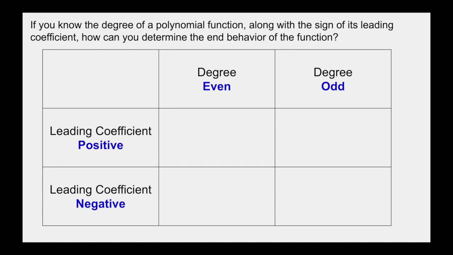So if you know the degree of the polynomial function along with the sign of its leading coefficient, how can you determine the end behavior of the function? Well, if your lead coefficient is positive, the right side, or the positive infinity side, is going to be positive infinity. If it's an even degree, you're expecting the same outcome for both. So they're both going to approach positive infinity. If it's a positive lead, again, we're expecting the right side, the one that's approaching positive infinity, to be a positive infinity. But if it's an odd degree, I'm expecting these to be different.